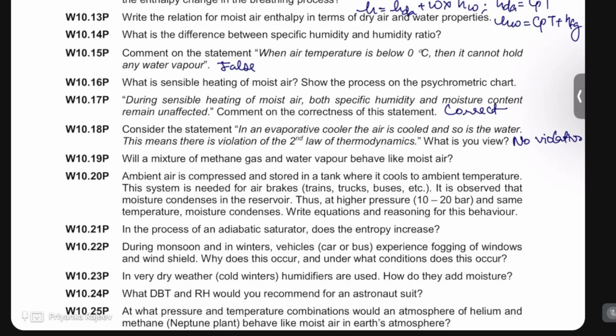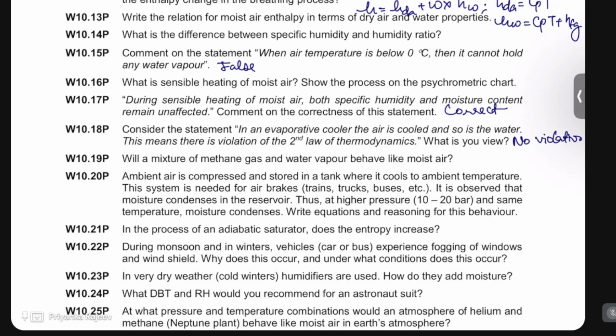Next is 10.20p, compressed air. Ambient air is compressed and stored in a tank where it cools to ambient temperature. This system is needed for air brakes. It is observed that moisture condenses in the reservoir. Thus, at the higher pressure and same temperature, moisture condenses. Write equations and reasoning for this behavior.